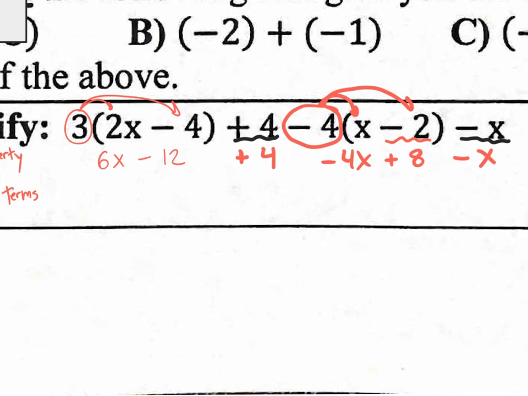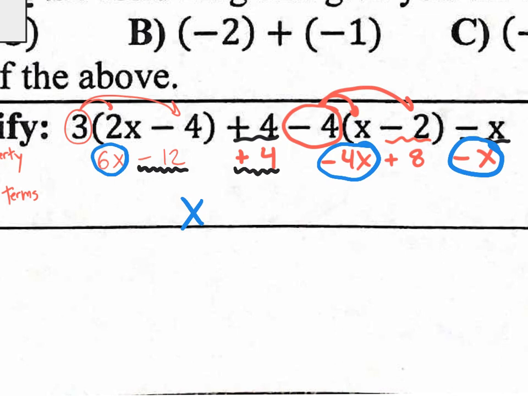So whenever I combine anything, I usually circle, underline, squiggly underline. So I want to circle the x's. 6x with the negative 4x. What's 6 take away 4? 2. That's really 2 x's left. And then take away one more x. That's just going to be 1x or just x. So we've combined the x's. Now I'm going to not use circles anymore because I don't want to get confused. I want to move on to something else with the numbers. What is negative 12 plus 4? Negative 8. And what is negative 8 plus 8? 0. So if you put plus 0, it's not necessary. The answer is just x.